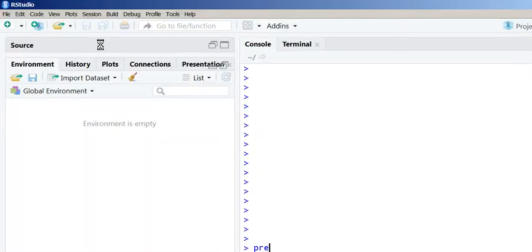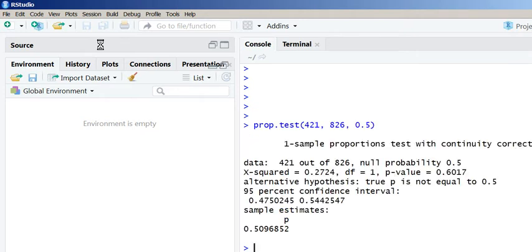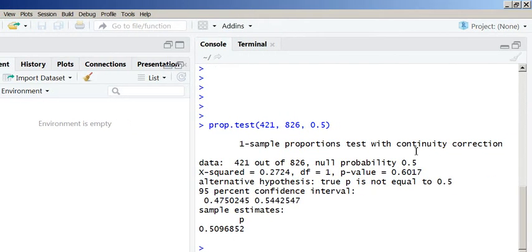So this is really done immediately in RStudio in this way. 421 success, 826 is trials, and we'll put a 0.5 here for the value, the proportion we're going to be assuming is the null proportion, and there we have it. Okay. Notice it says we have a one sample proportion test with continuity correction. The data is 421 out of 826. The null probability is 0.5. The 0.5 we put in the list of three numbers was the null value.